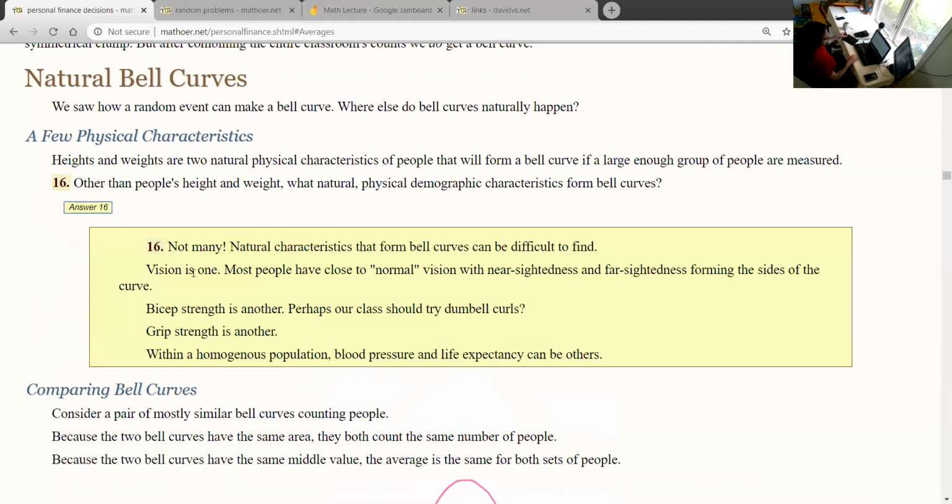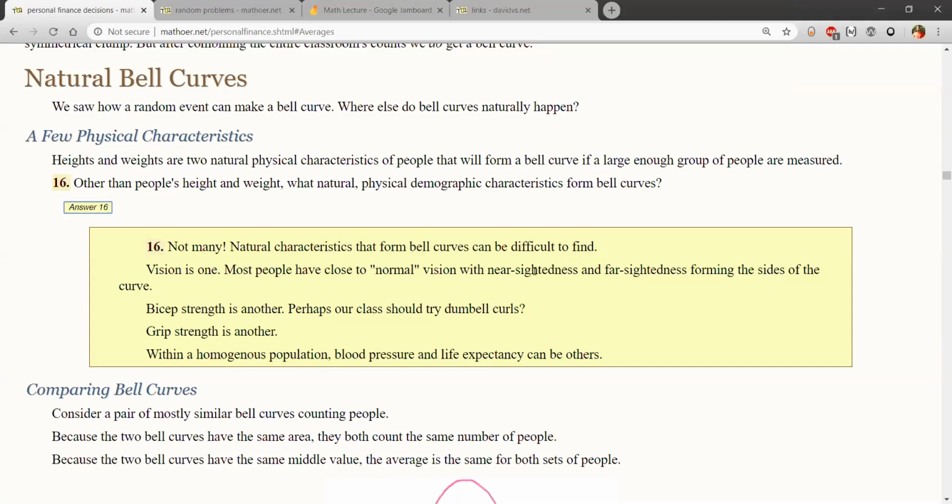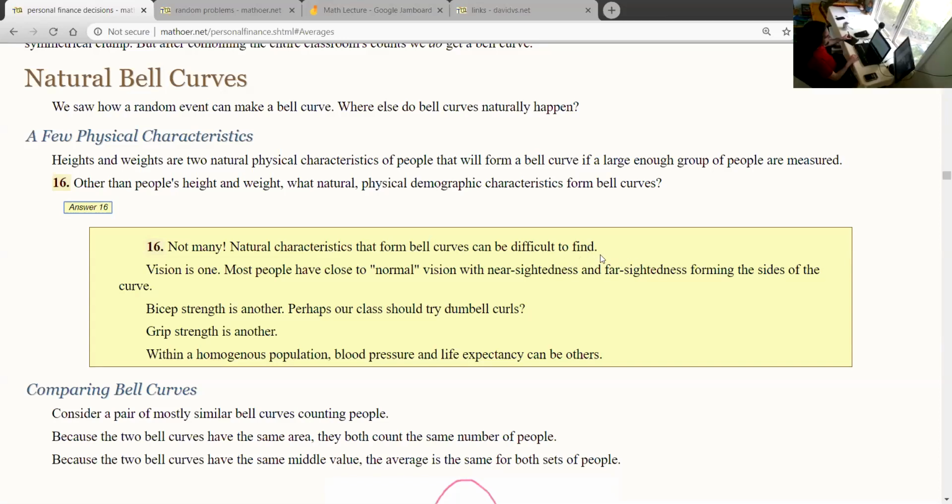Vision turns out to be one of them. Most people have close to normal vision. Nearsightedness and farsightedness are equally common. There are a lot more people that are a little bit near or farsighted than very much so.